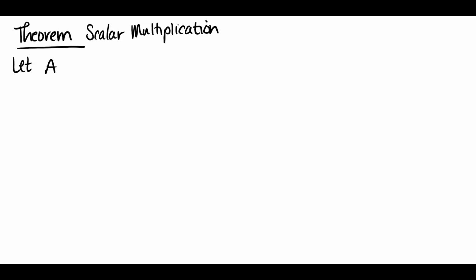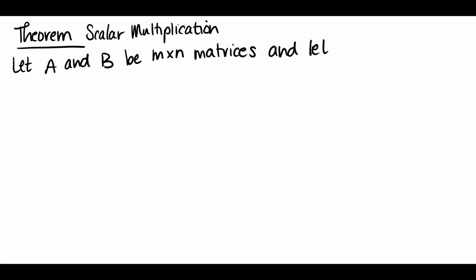But let A and B be m by n matrices. I'm going to get some shorthand for that eventually, maybe not in this lecture, but I'm just lazy enough that I don't like writing that all the time. And then let C and K be scalars. Okay, so if that is true, then the following properties are true.